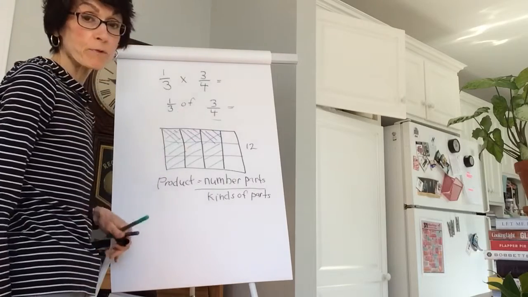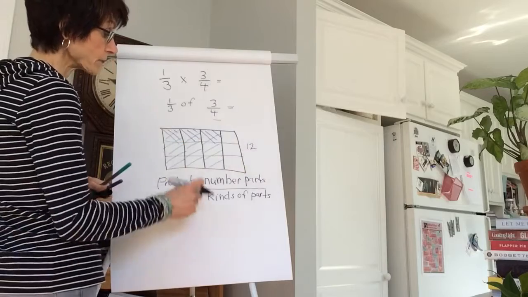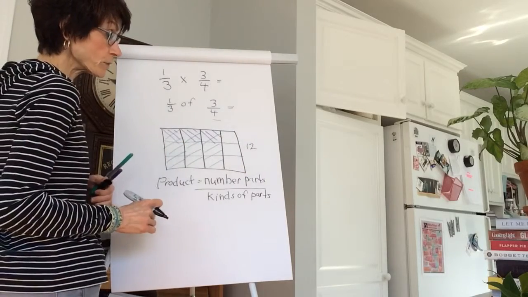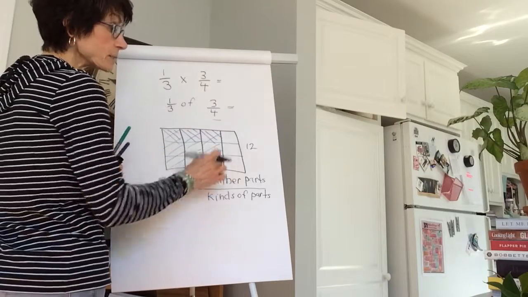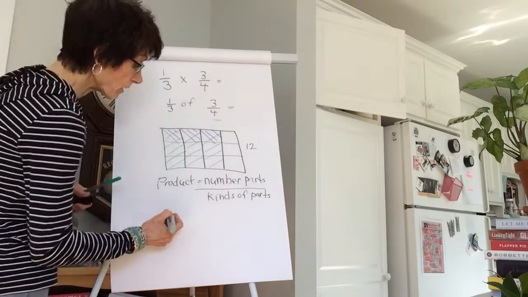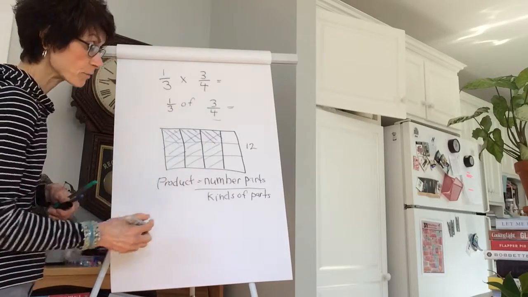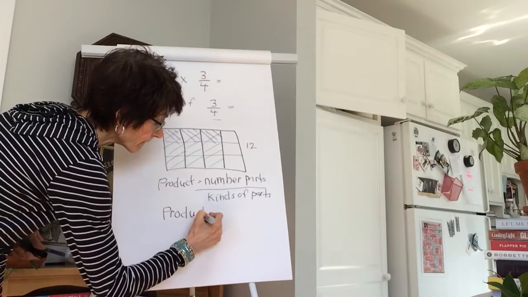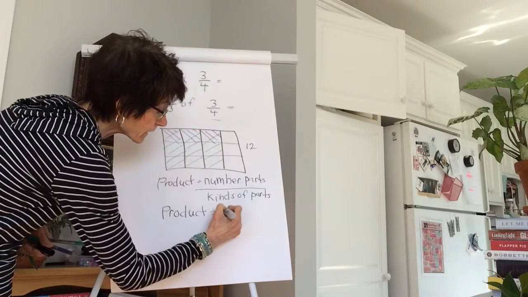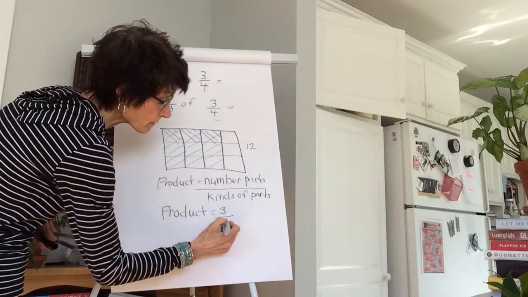When we just had 3/4, we had 4 as our kinds of parts. But now we have 12. So that's what we do after we partition off all of our lines, both horizontally and vertically, and we see how many parts we have. So that's 12. And how many parts do we have overlapping? We have 3. So our product is 3, these 3 overlapping, over our 12 kinds of parts.